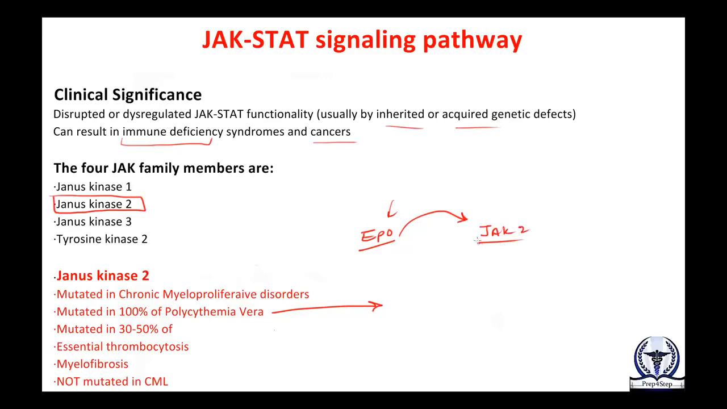Okay, because the JAK2 is already mutated. If it's mutated, it's auto-activating itself more and more and more. So the patients get a lot of red blood cells, but at the same time, their erythropoietin is not that high. So in 100% of the patients with polycythemia vera, this particular enzyme is mutated. It is also mutated in 30 to 50% of patients with essential thrombocytosis, pretty much producing too many platelets, and myelofibrosis, or fibrosis of the bone marrow. The only myeloproliferative disorder that does not have a mutation in the JAK2 pathway is CML.